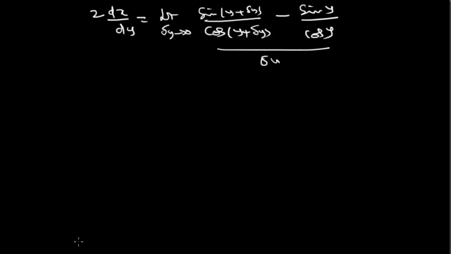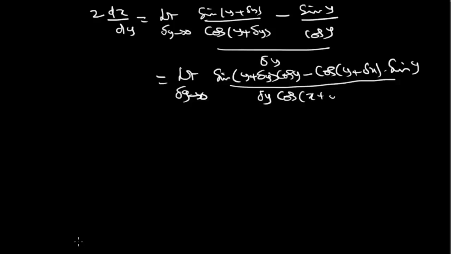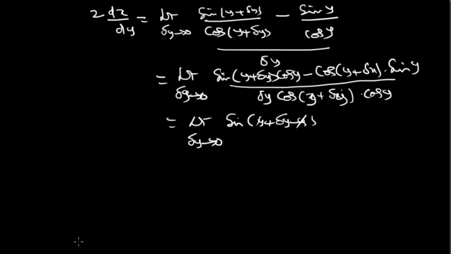by delta y. Now take LCM. Limit delta y tending to 0 of sin of y plus delta y into cos y minus cos of y plus delta y into sin y, whole divided by delta y into cos of y plus delta y into cos y. Now the numerator is sin a cos b minus cos a sin b, which is sin of a minus b, so sin of y plus delta y minus y, and y and y cancel, the denominator remains the same, delta y into cos of y plus delta y into cos y.